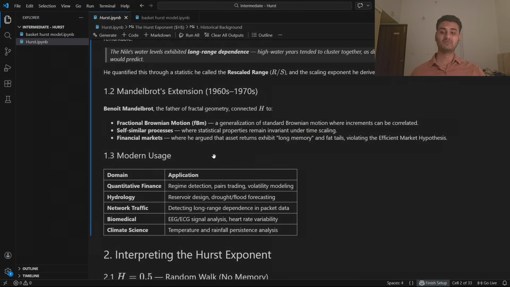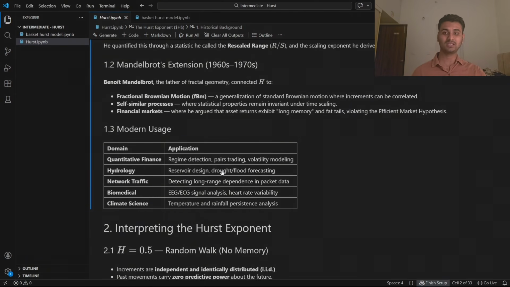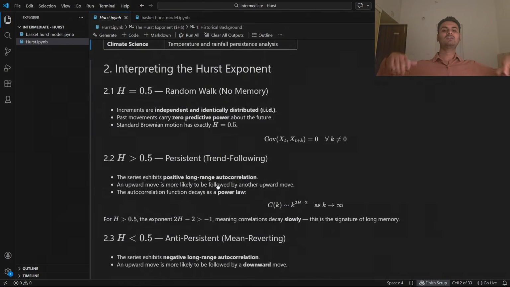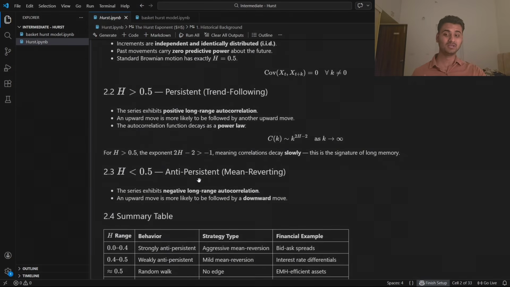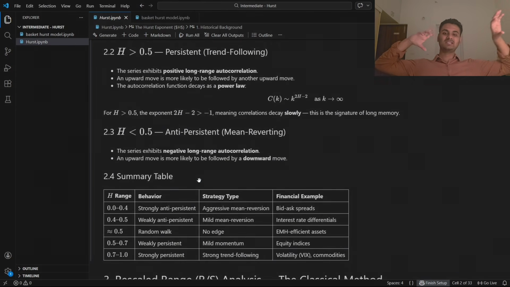The modern usage, we will be focusing on quantitative finance. Let's interpret the basics of Hurst. The formula is on the screen. If the Hurst value is 0.5, it has no memory, it's a random walk, completely randomly distributed, with zero predictive power. If the Hurst is above 0.5, it's a persistent, trend following system, and if it's less than 0.5, it's anti-persistent, meaning mean reverting. It means that the series exhibits long range negative autocorrelation. So basically negative beta: if, let's say, the index is going up, the stock doesn't tend to go up, it tends to go down.